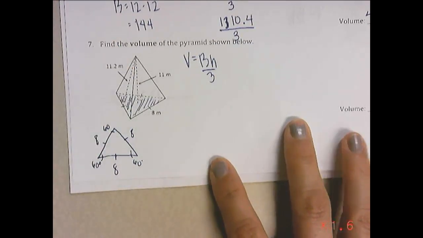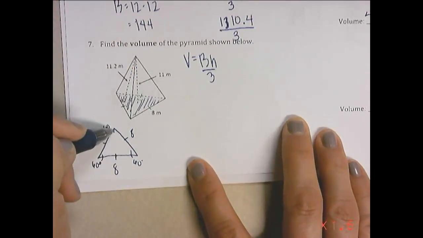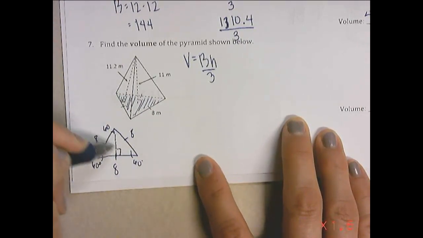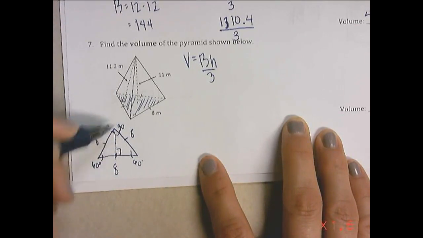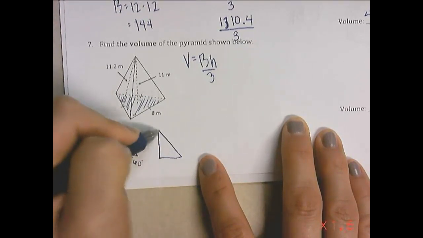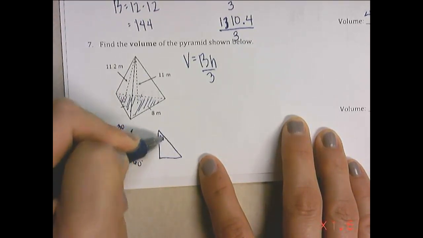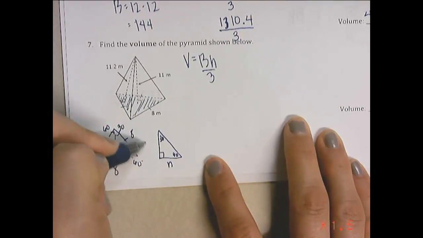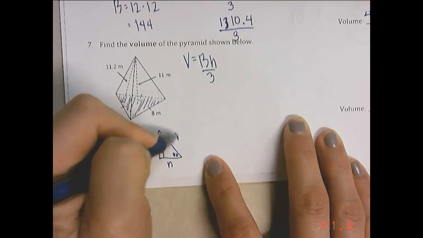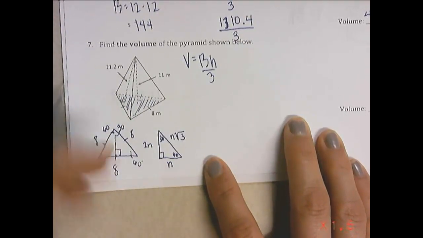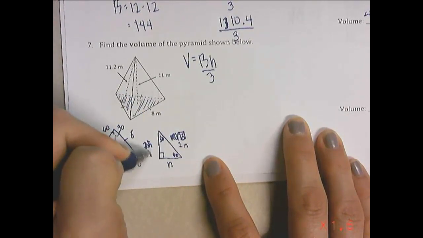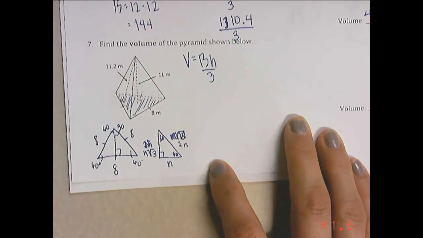So what I'm going to do is go ahead and find my height. I'm going to cut through here, and I'm going to create a special right triangle. I would have a 30, a 60, and a 90. This would be n, this would be 2n, and this would be n rad 3. My bad. Sorry, guys.